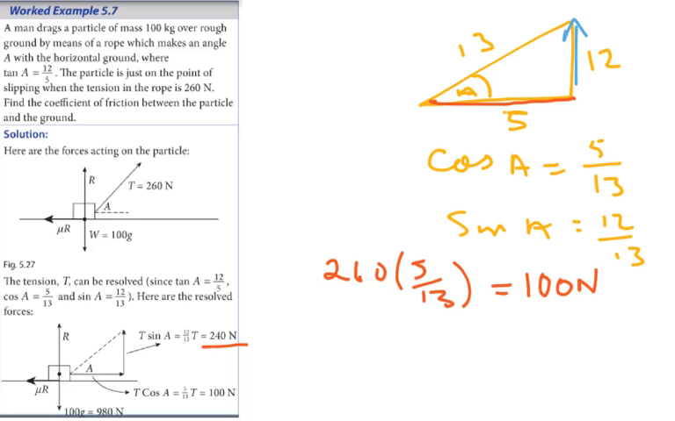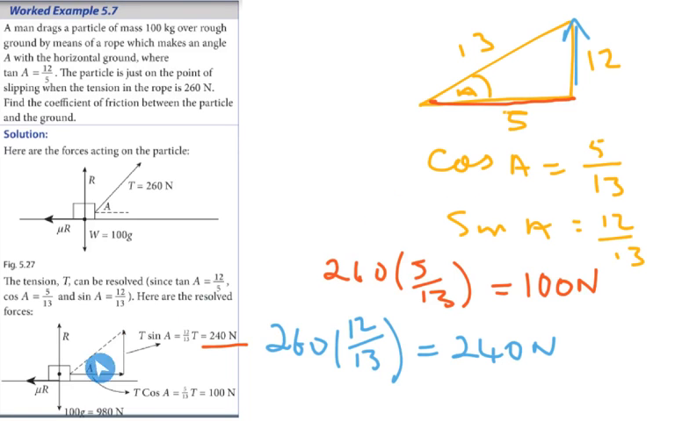And then for the vertical, we have 260 sine of A, which is equal to 12 over 13. And that's equal to 240 newtons. Okay, so that's how we do those. Now, our job is to find mu, the coefficient of friction. In order to do that, we know that it's going to be equal to 100 newtons. The reason we know it's 100 newtons is because we're told the particle is just on the point of slipping when the tension in the rope is 260. We've resolved this to give us a horizontal and a vertical. The horizontal is 100 newtons, so mu R is going to be equal to 100.